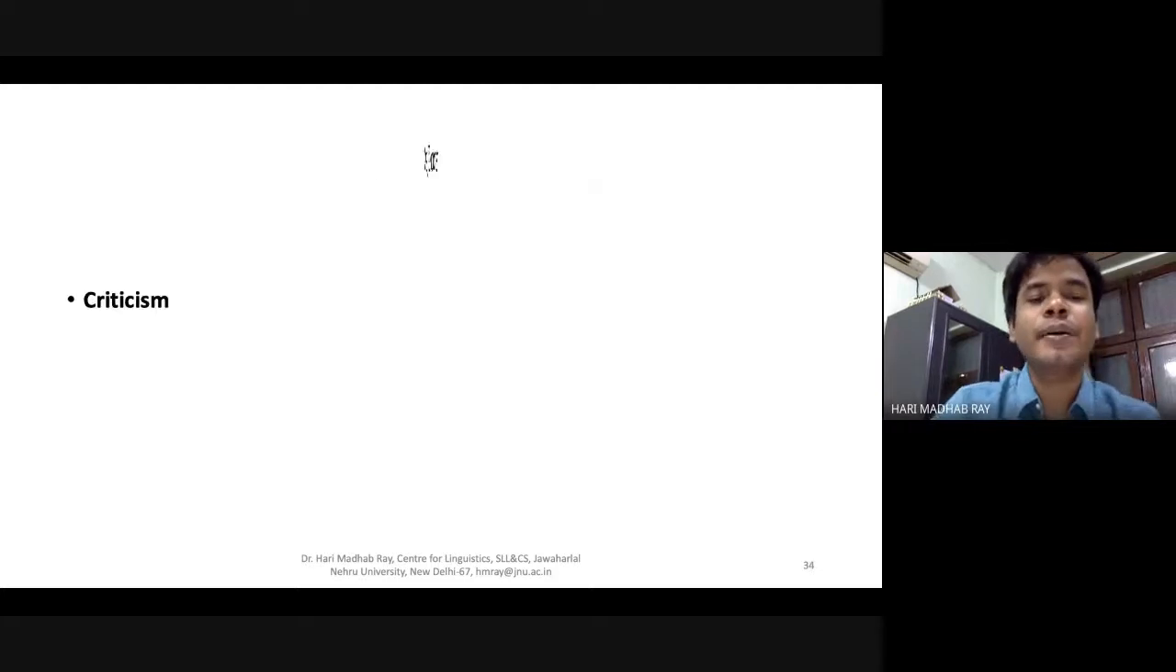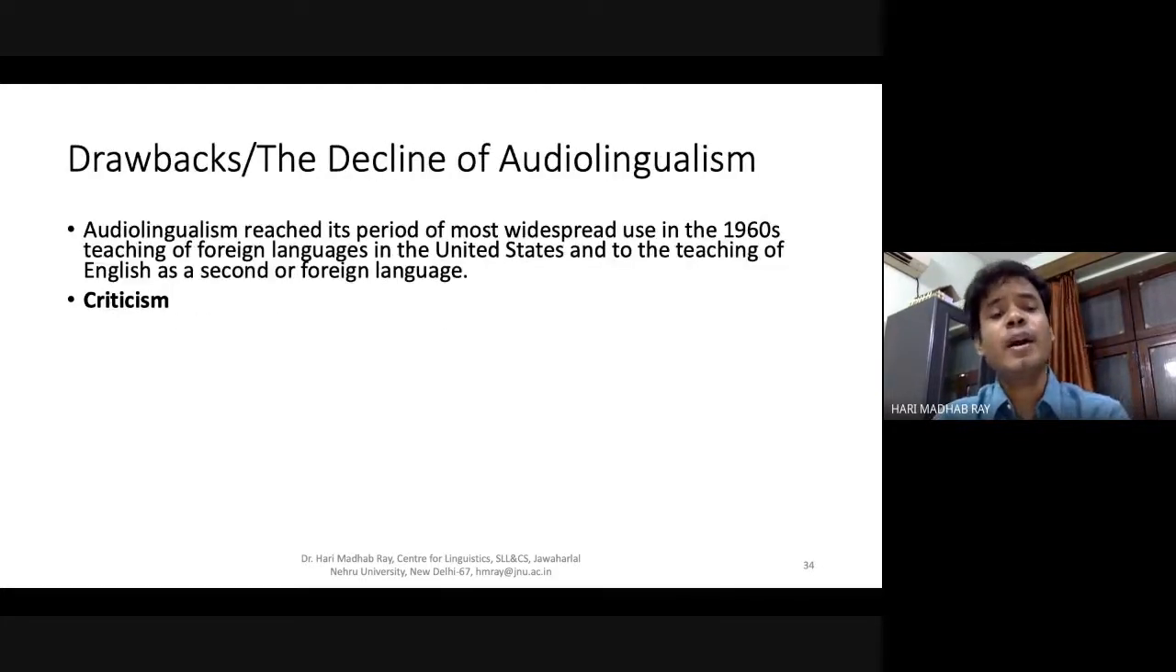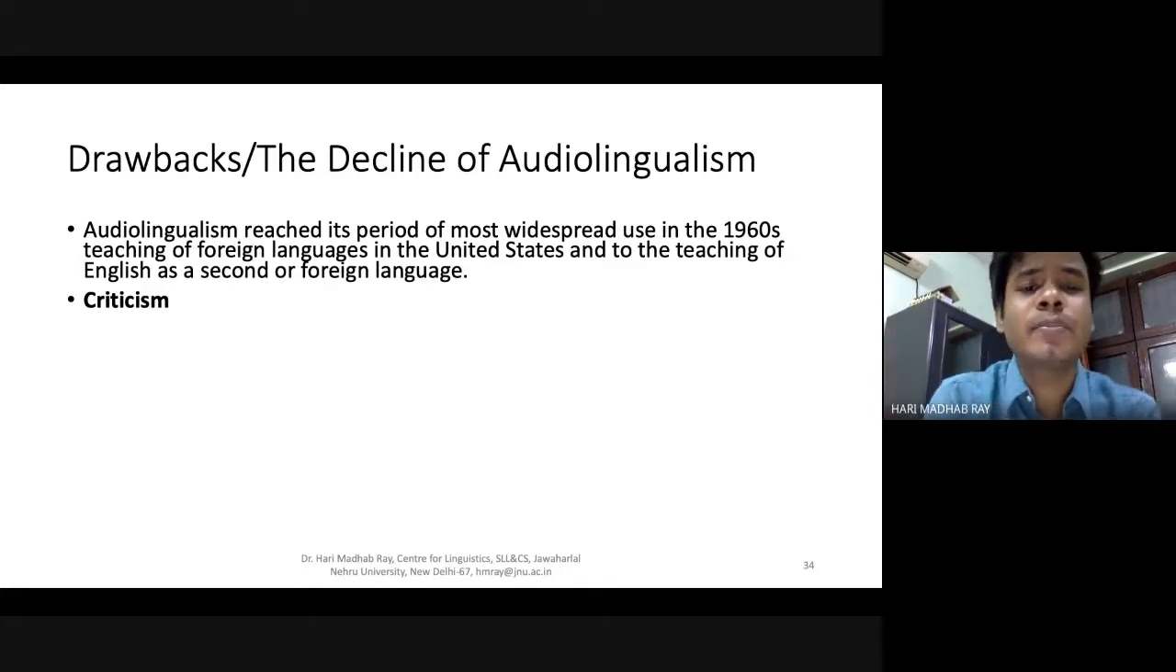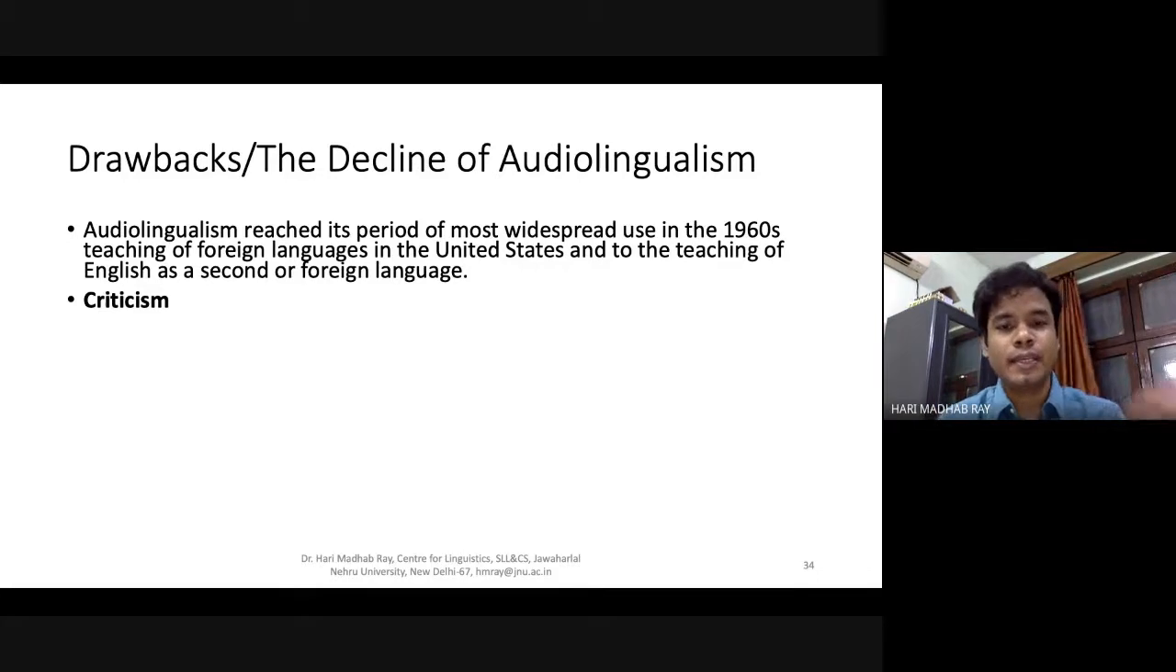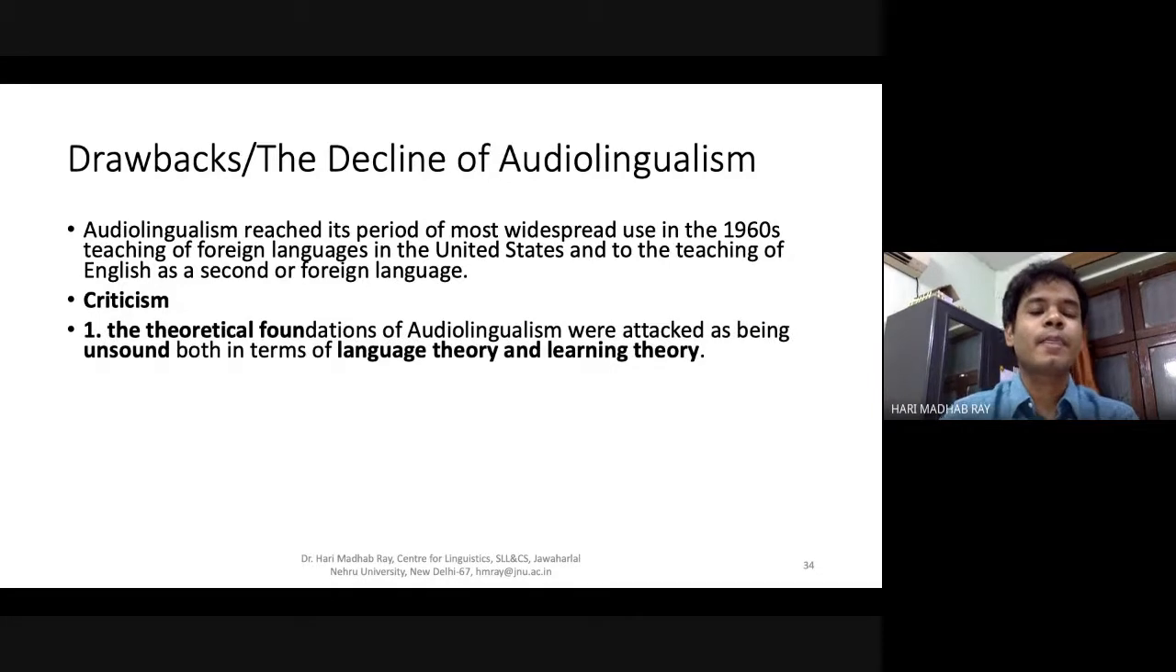Okay, so the criticism or drawbacks, and the decline of audiolingualism. Audiolingualism reached its most widespread use in the 1960s, from the teaching of foreign languages in the United States to the teaching of English as a second or foreign language. The criticism is that the theoretical foundations of audiolingualism were attacked as being unsound, both in terms of language theory and learning theory. So both were attacked.